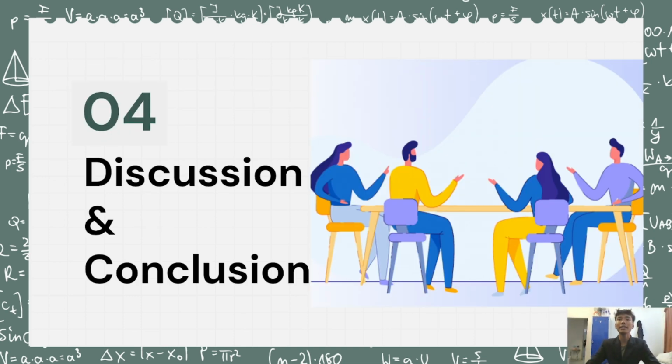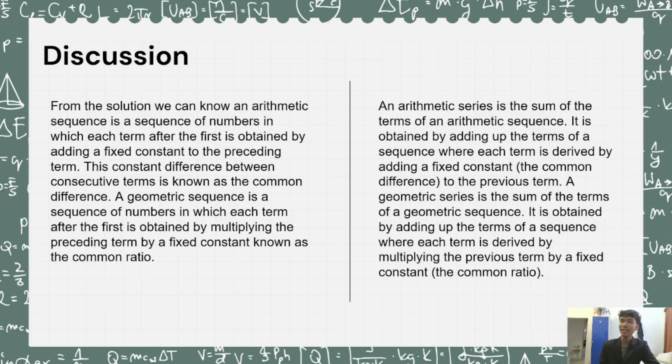So we move to the last part of the presentation, which is discussion and conclusion. So first we look at the discussion. From the solution we can know an arithmetic sequence is a sequence of numbers in which each term after the first is obtained by adding a fixed constant to the preceding term. This constant difference between consecutive terms is known as the common difference.